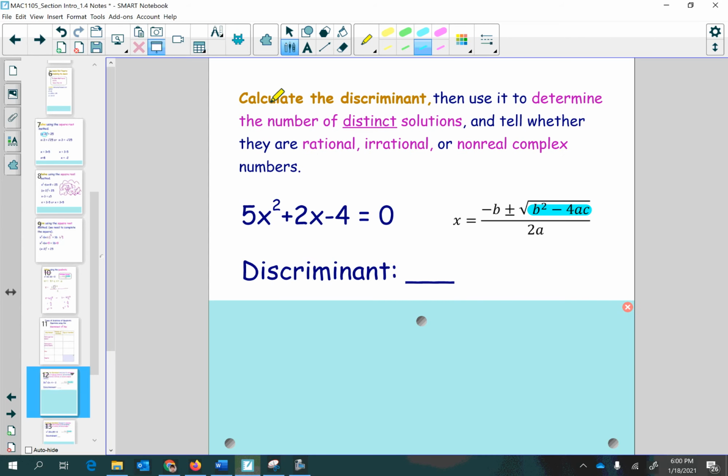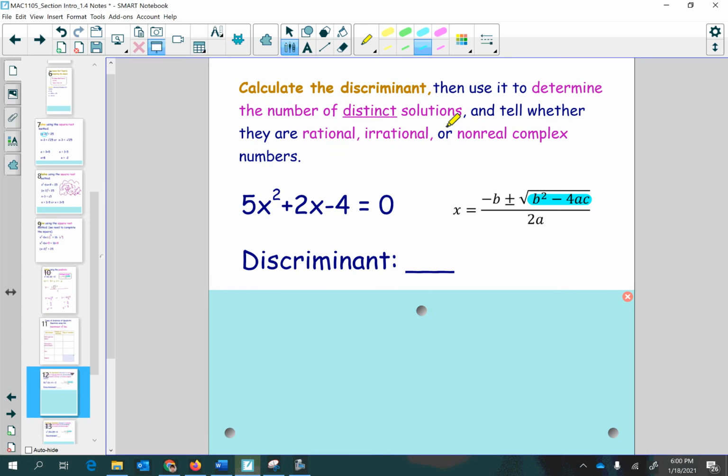So here's one example. Calculate the discriminant, then use it to determine the number of distinct solutions, that means solutions that are not the same, and tell whether they are rational, irrational, or non-real complex. So let's break it down. What does rational mean? It means that it simplifies and there are no more square roots left in it. Irrational means you're going to have a square root somewhere that you can't simplify any further. It's not a perfect square. And non-real means there's an i in it. Remember, i is the square root of -1. So non-real would be any ones that have negatives under the square root.